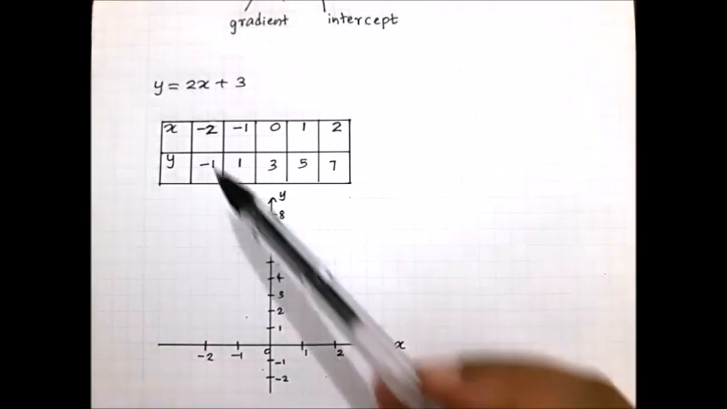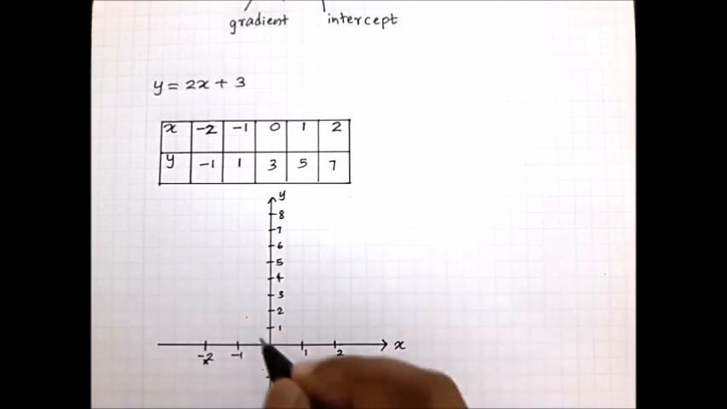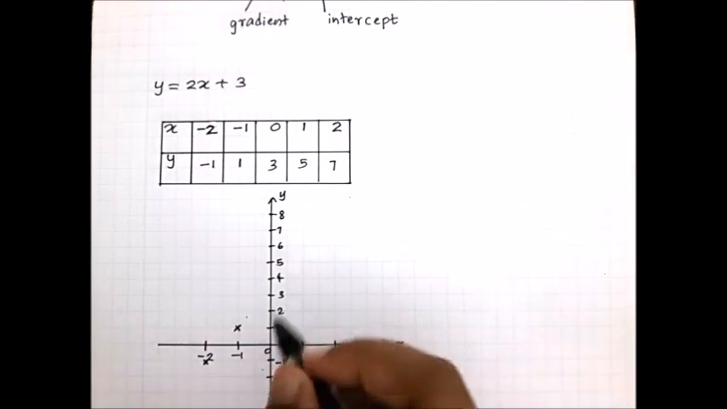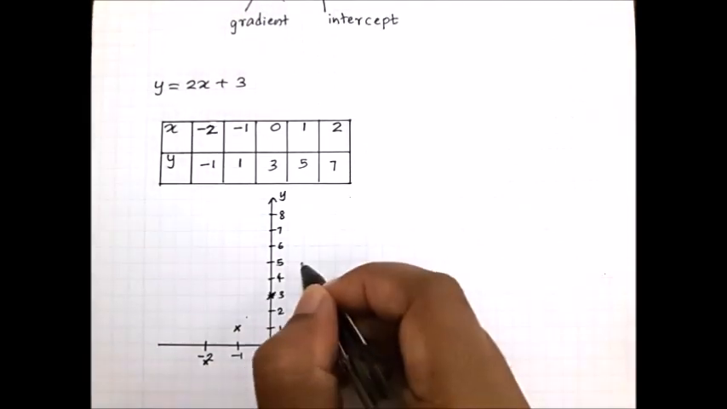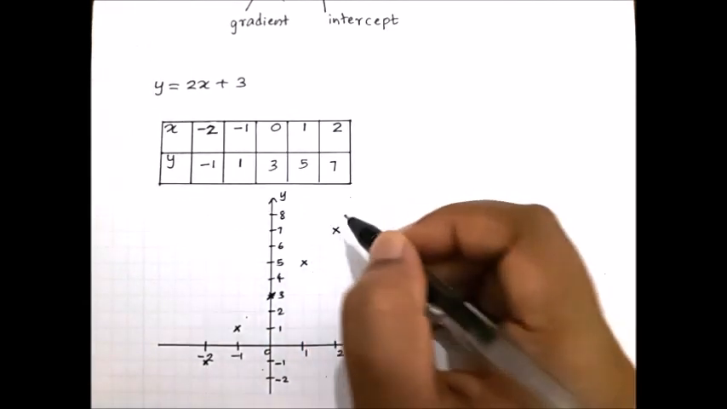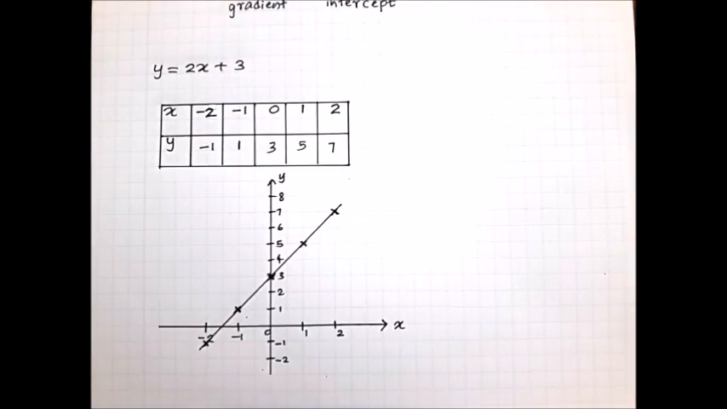Now mark these values. Minus 2 comma minus 1. This one, minus 2, minus 1. Second one, minus 1, plus 1. Third one, 0 comma 3. 1 comma 5. Last one is 2 comma 7. Now draw a straight line joining these points. Now I complete the graph.